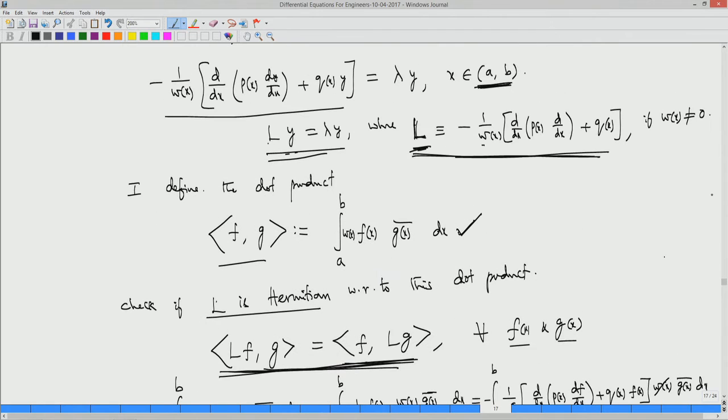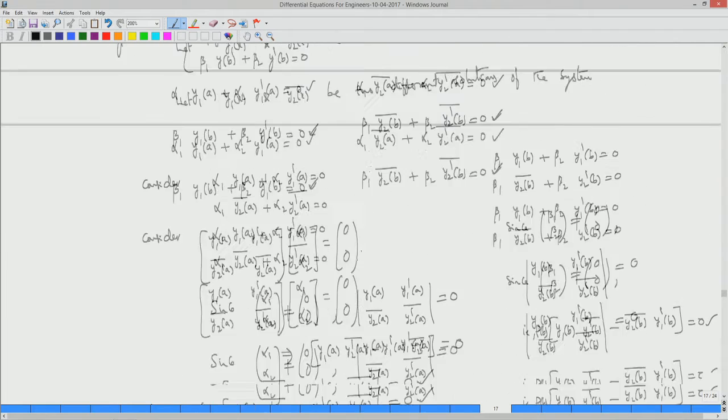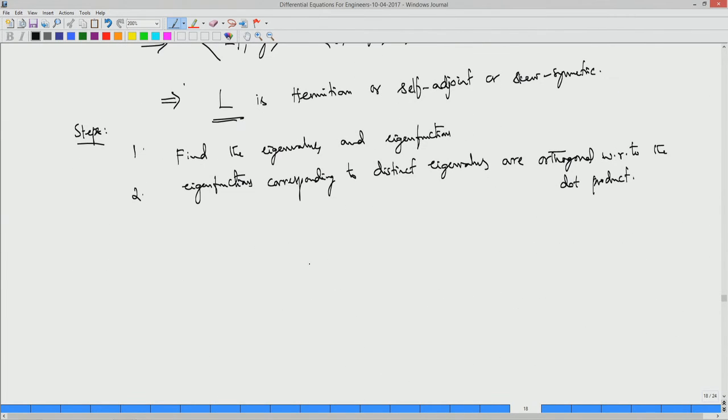So, if you have a differential equation with this operator, you have this inner product, this dot product. With respect to this dot product, these functions are orthogonal. So, your job is to find these eigenvalues and eigenfunctions, then you can say that for different eigenvalues, the corresponding eigenfunctions are actually orthogonal.